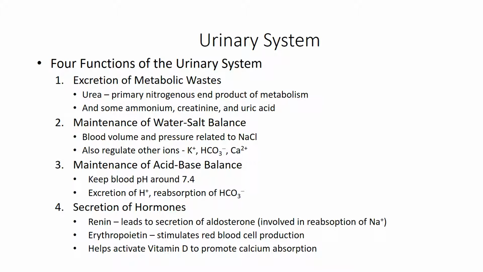And then finally, the urinary system helps with secretion of hormones. Now, renin leads to aldosterone secretion, which helps us reabsorb sodium. You have erythropoietin, which stimulates red blood cell production. And your kidneys will also help activate like vitamin D. Okay, and vitamin D promotes calcium absorption from your digestive tract.